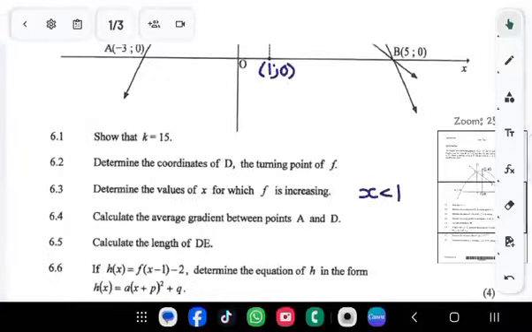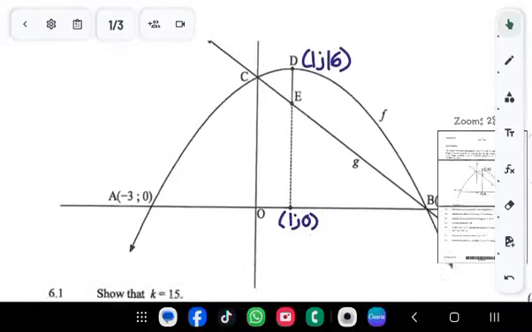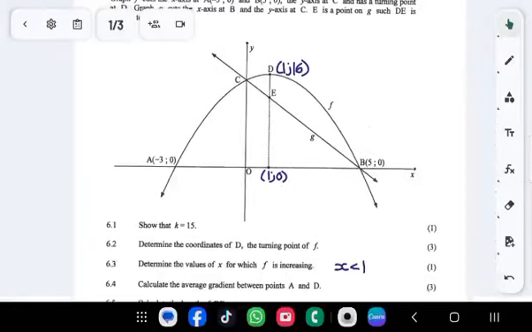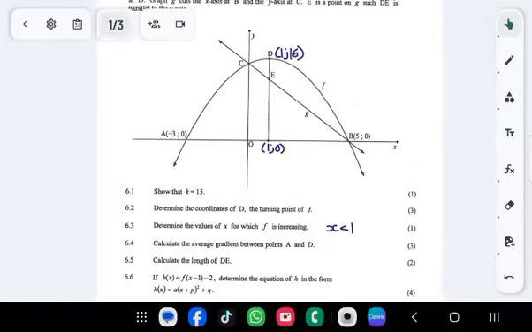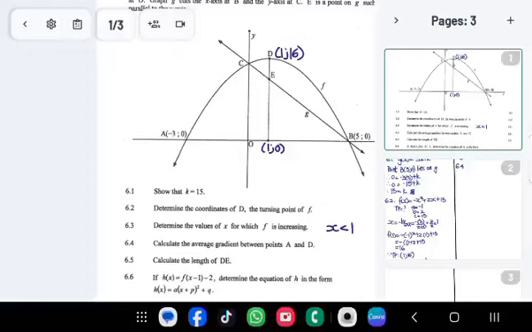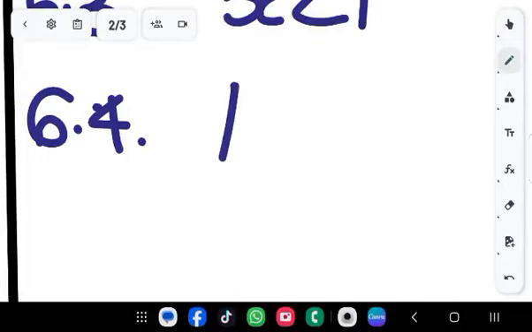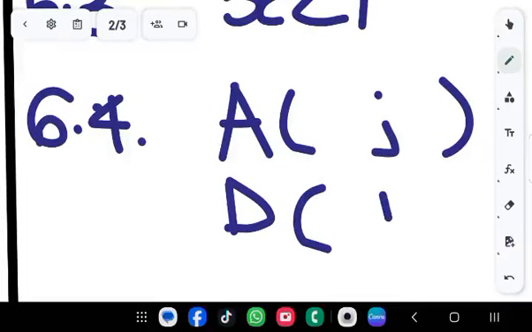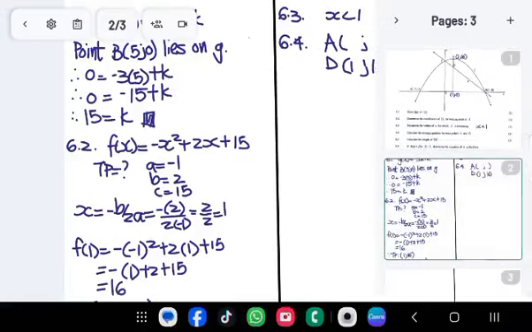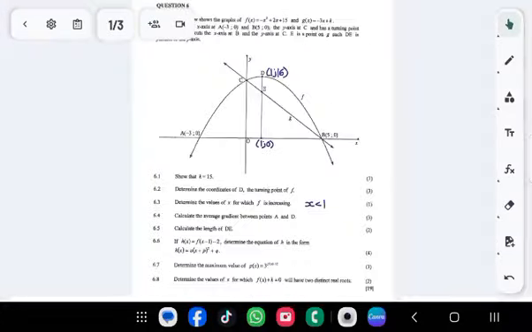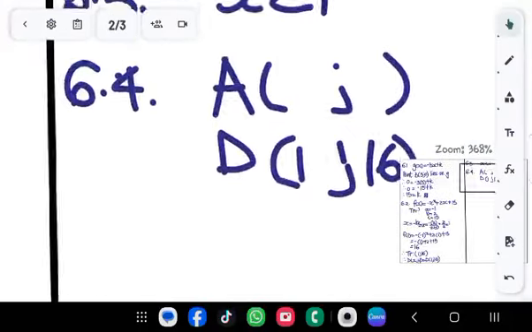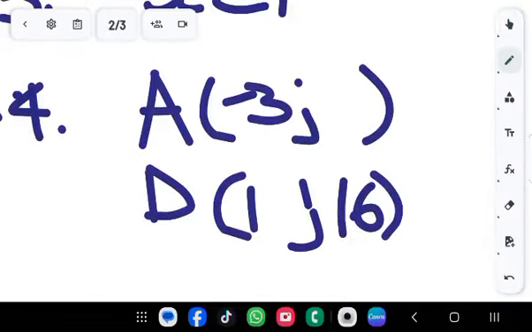6.4. Calculate the average gradient between points A and D. We know the coordinates of A and D. To find the gradient, that's very easy. You use the equation of the gradient of a straight line that by now you should know. Here are the coordinates of A, and then D has the coordinates (1, 16). Let's go back to point A. I think it's (-3, 0). Let's fix that, (-3, 0).